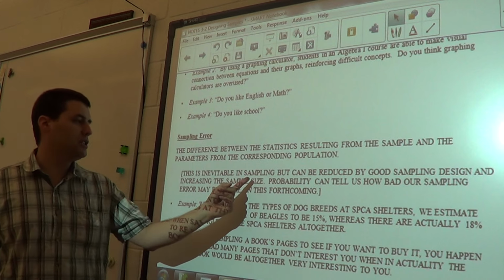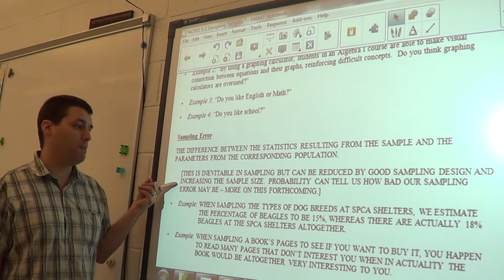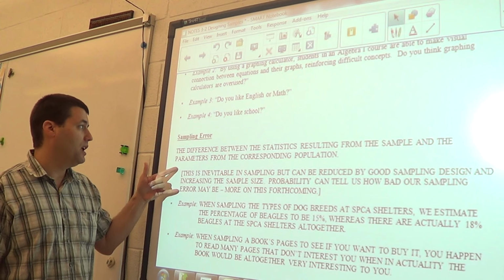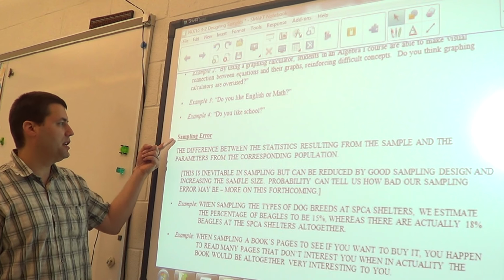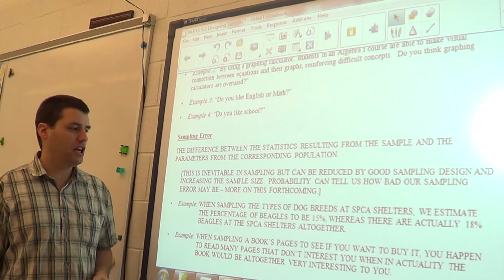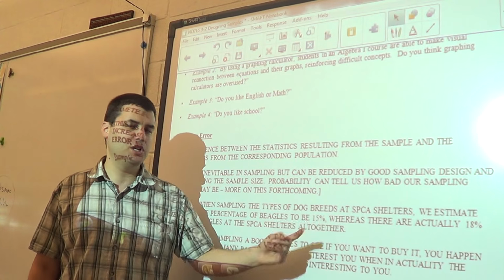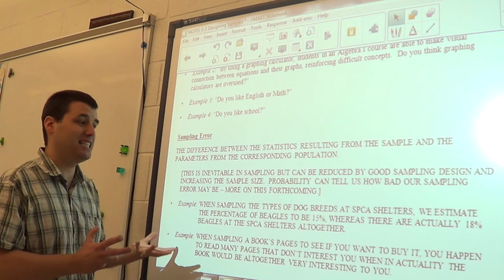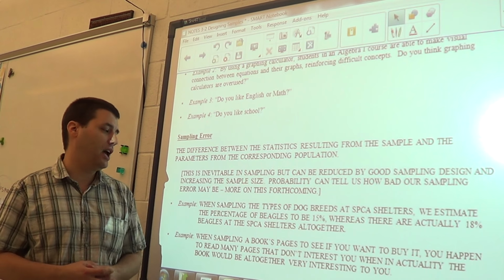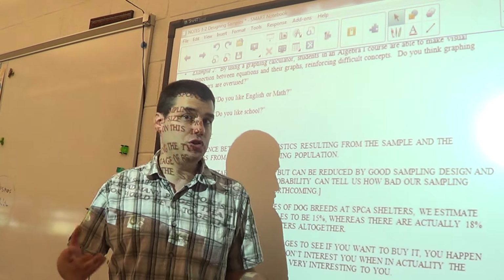So this is inevitable in sampling, but it can be reduced by good sampling design and increasing the sample size. Probability can tell us how bad our sampling error may be. More on this is forthcoming. In fact, a lot of our upcoming chapters are going to be about sampling error, and we get to learn how to do that. So my example: when sampling the types of dog breeds at SPCA shelters, we estimate the percentage of beagles to be 15%, because that's what we got from our sample. That was our statistic. Whereas there are actually, say, 18%, I made that up, 18% beagles at the SPCA shelters altogether. So that's the true population parameter, and they differ by 3%, just naturally because I sampled.